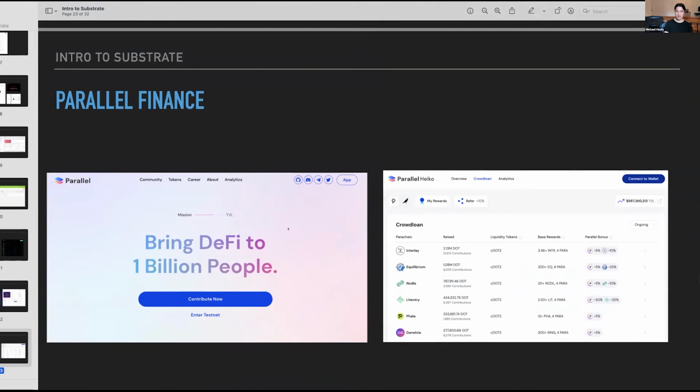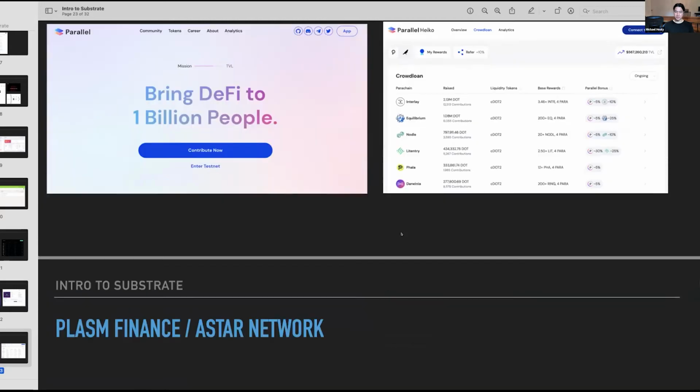Next is Parallel Finance, another very much DeFi related layer 1 blockchain. You can see here some of the different projects that they have created. They have applied for crowdloans. So crowdloans are how layer 1 blockchains or parachains win a parachain slot. So here you can see Interlay, Equilibrium, Nodle, Litentry, Phala, Darwinia. These are all parachains that have bid for becoming parachains. Many of them have won.